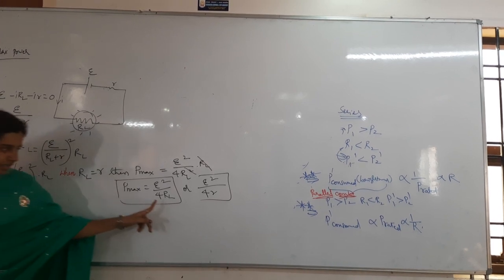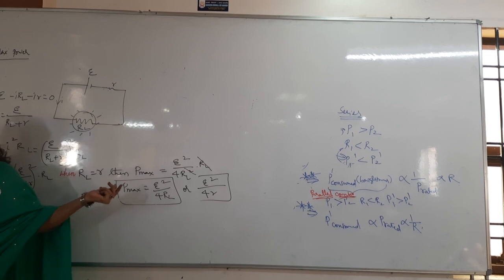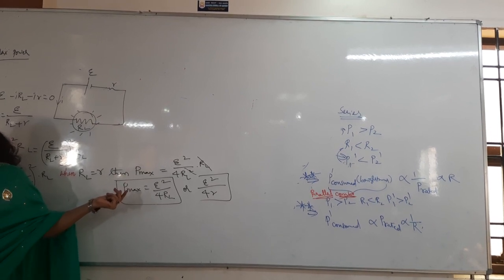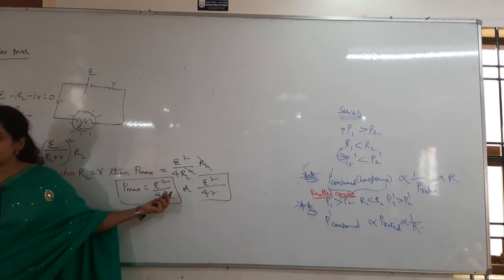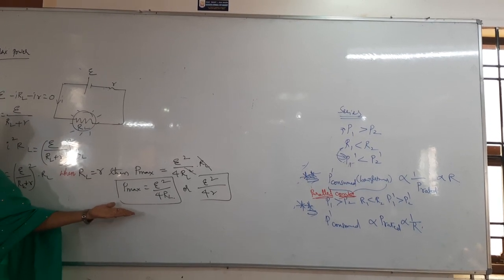Your question is, whenever I increase the RL, what happens? Power will decrease. Then how can you say that is the maximum? That is your question, right? So if I increase the RL, it will not be equal. If it is not equal, power will not be the maximum.